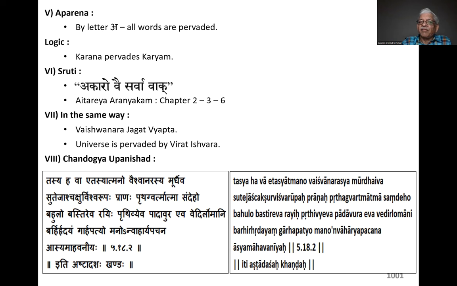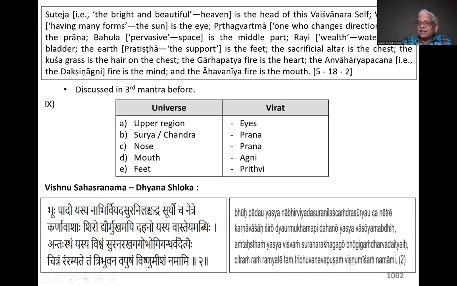Akaro vai sarva vak. This is mentioned in Aitareya Aranyakam, chapter 2, verse 3.6. This is what Shankaracharya quotes to give the explanation of pervasiveness. In Chandogya Upanishad, this is the mantra 5.18.2, where it says that Vaishvanara consists of all the portions, which we have seen when we did the third mantra. We studied this particular mantra of Chandogya Upanishad, where the form of Virat Devata is explained. How does it explain?